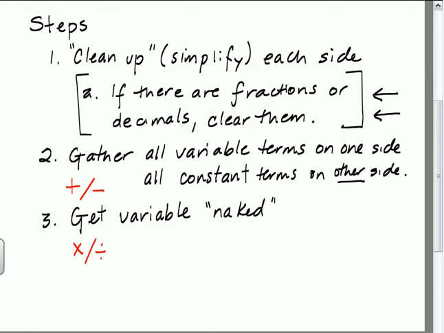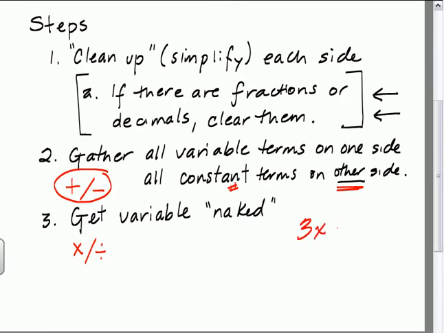The second step is you want to get all of your variable terms on one side. So anything that's got a variable in it, you want on one side. And you want all your old little constant terms, which are just, remember, plain old numbers, on the other side. In order to move whole terms, whether they be variable terms or constant terms, you're going to be using the operations addition and subtraction.